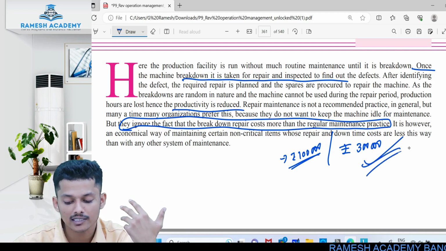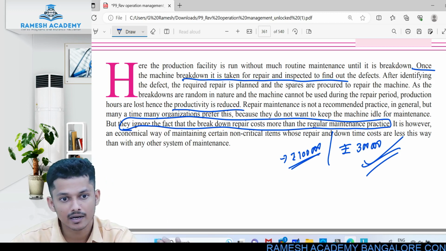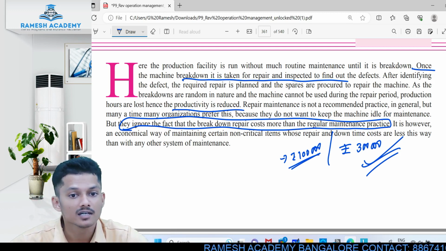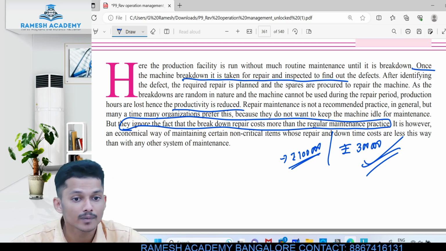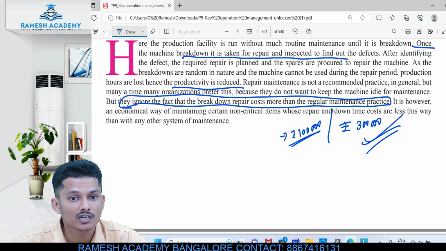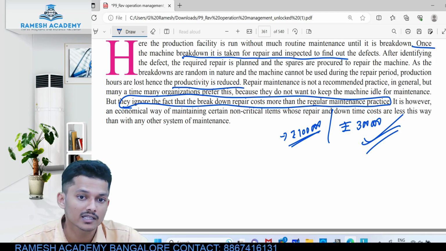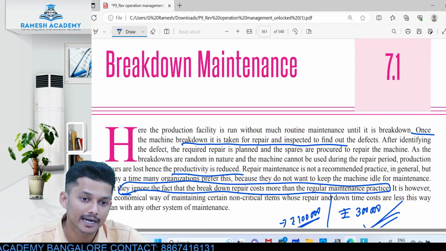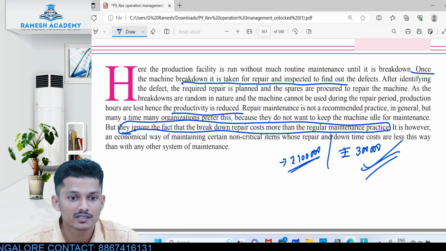I prefer only 3 lakhs because right now it may be more, but it is future effective. If I repair for 1 lakh, next month again it may need repairs. So that's what people should understand, that breakdown repair cost is more than the regular maintenance practice. It is, however, an economical way of maintaining certain non-critical items, where repair and downtime costs are less this way than with any other system of maintenance. Clear now? It's a simple breakdown maintenance. 7.1 is cleared here.